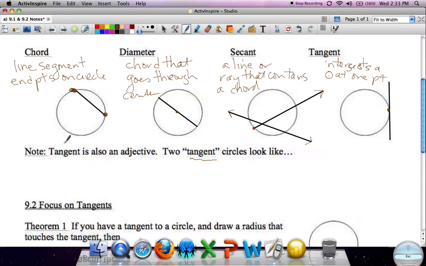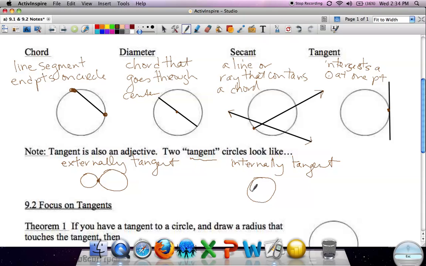So if you have externally tangent, if you have two tangent circles that are externally tangent, that means the external sides touch at exactly one point. So that would be externally tangent. Internally tangent would mean they would touch at one point and one circle would be inside the other. Internally tangent. So here's a circle, and then the other circle, and they would only touch right here at one point.